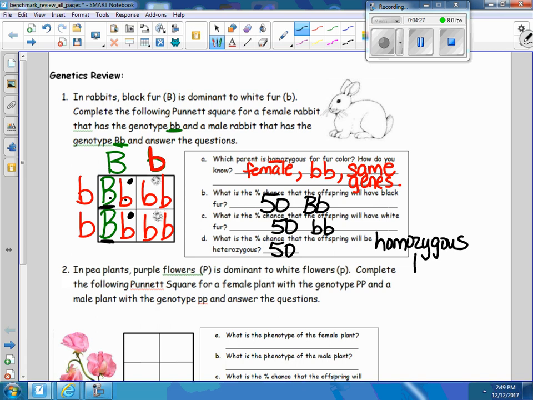What percent chance they're going to be homozygous dominant? What percent are they going to be homozygous dominant?